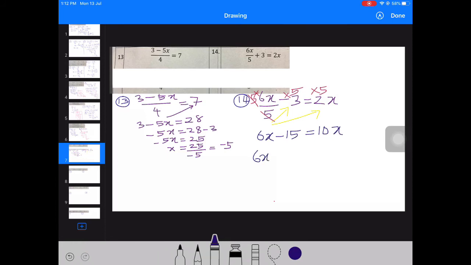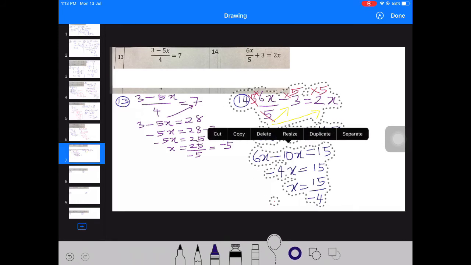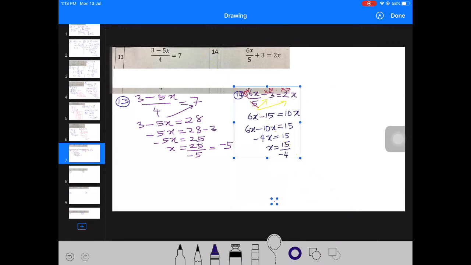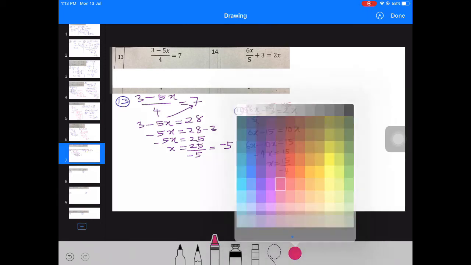After that, we can group the like terms. So 6x on the left, 10x we bring to the left becomes minus 10x equals to minus 15, you bring to the right becomes positive 15. So it's negative 4x equals to 15. Therefore, x equals to 15 divide negative 4. Okay, if you don't like this method, you can do another method.